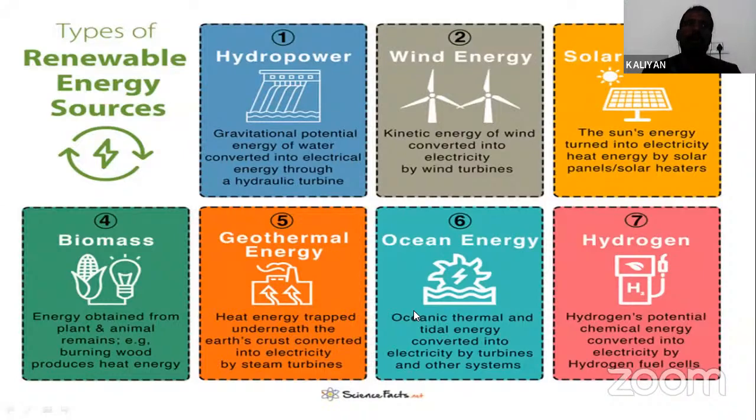Geothermal is heat energy trapped underneath the earth; we capture that heat, and that is called geothermal energy. And ocean energy: from thermal and tidal energy, we convert into electricity by turbines and other systems. That is called ocean energy. Hydrogen is a potential chemical energy converted into electrical energy by a hydrogen fuel cell. So these are the major types of renewable energy sources.